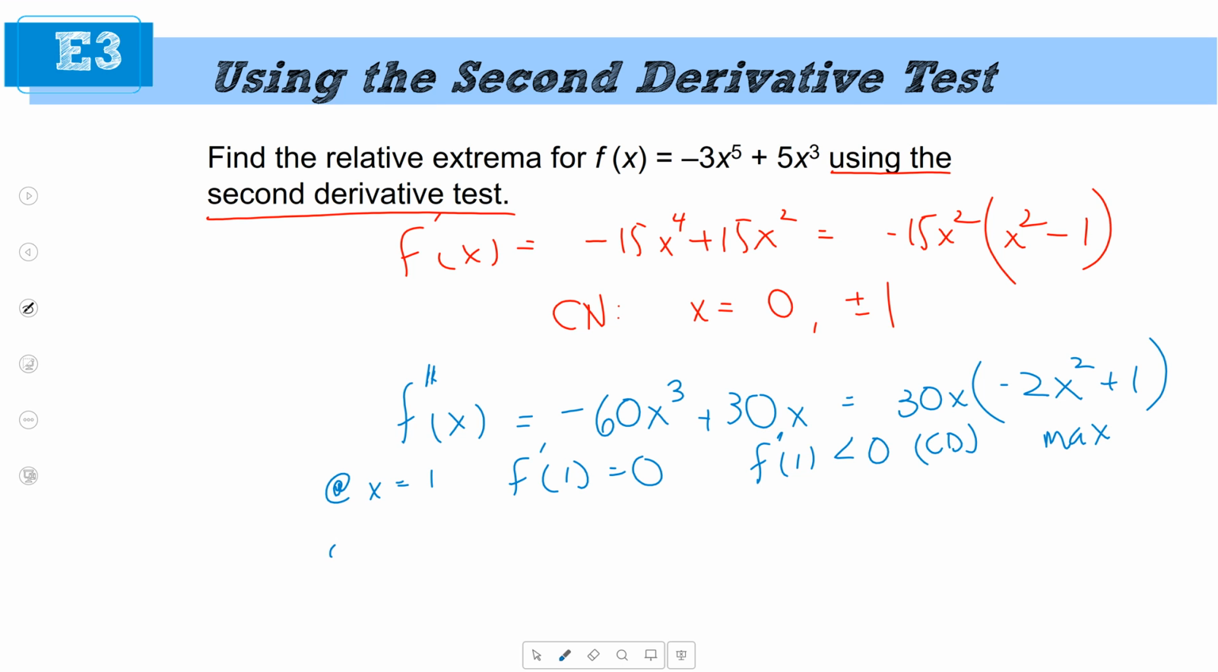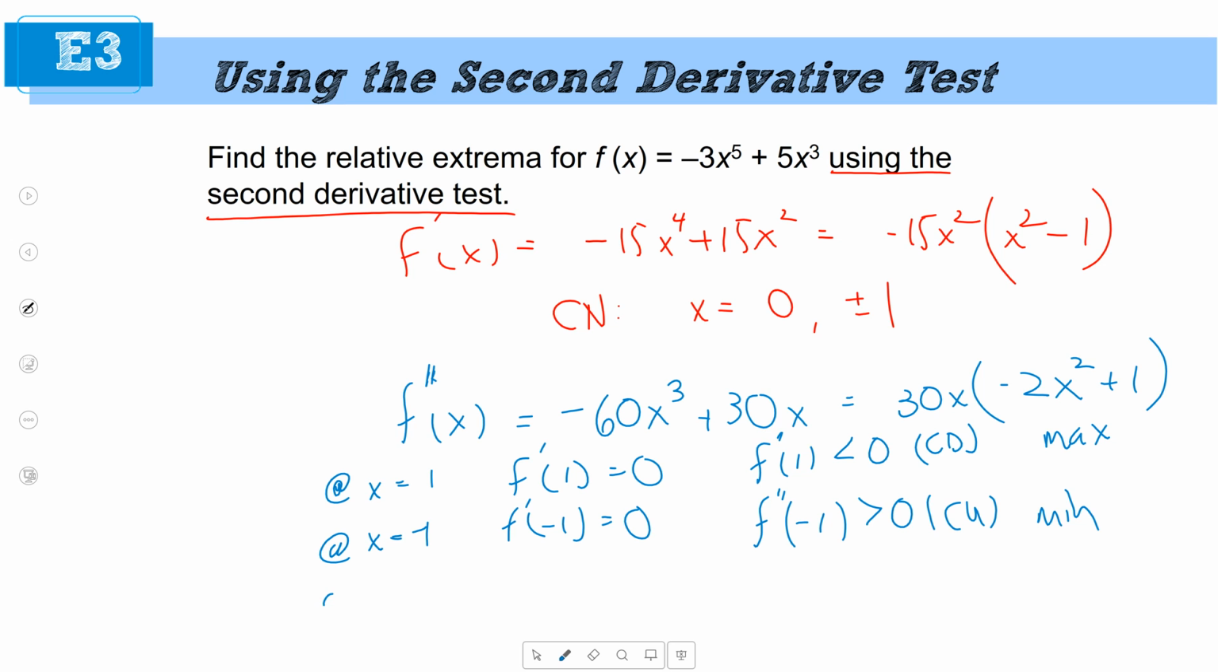All right. x equals -1. f prime of -1 is equal to 0. Critical number. f double prime of -1, greater than or less than 0? Concave up. It's greater than 0. A negative times a negative, which makes it a min. Concave up with a critical number, bottom of the curve.